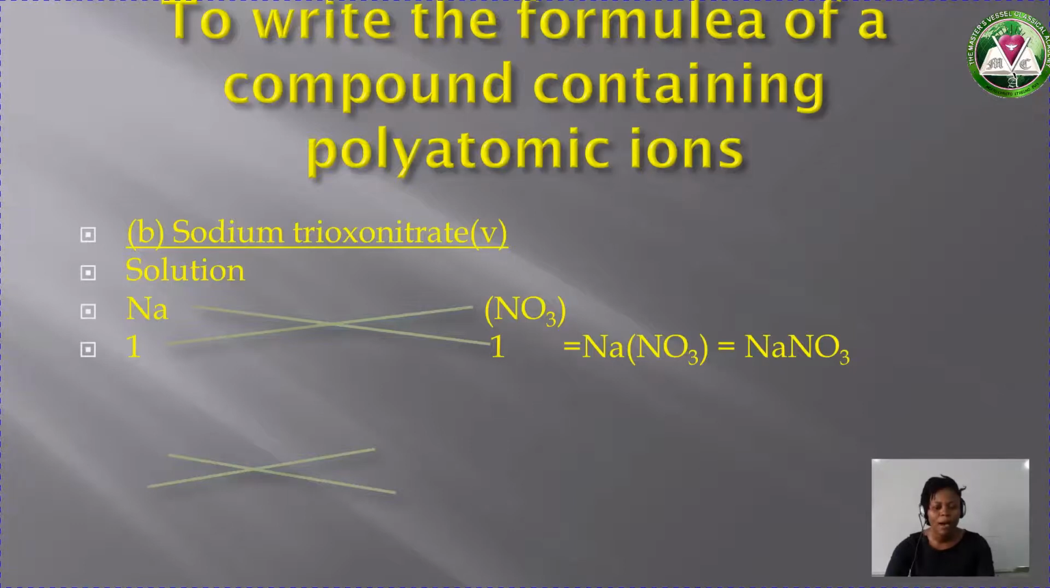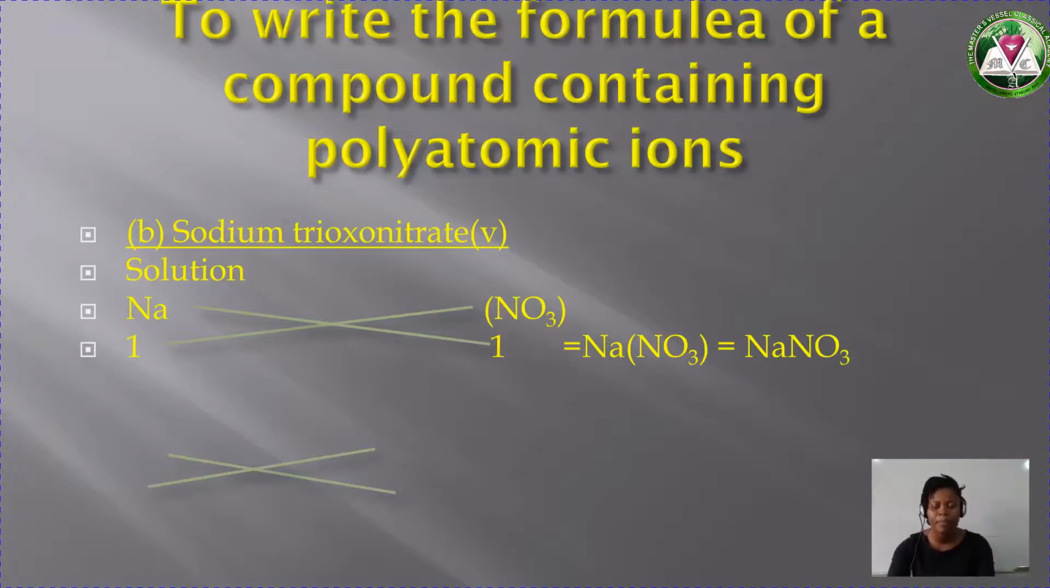NO3. And what do we do now? We'll put the polyatomic ion in a bracket. Then we'll write their valence. The valence for sodium is what? 1. Then trioxonitrate 5 is also 1. Then you draw your arrow from sodium to the valence of trioxonitrate 5. And you have Na1. Because it is 1, we will not write it. We'll just write Na. Then we'll also draw the arrow from NO3 to 1. What do we have there? NO3 bracket 1. But because it is 1, we'll still not write it.